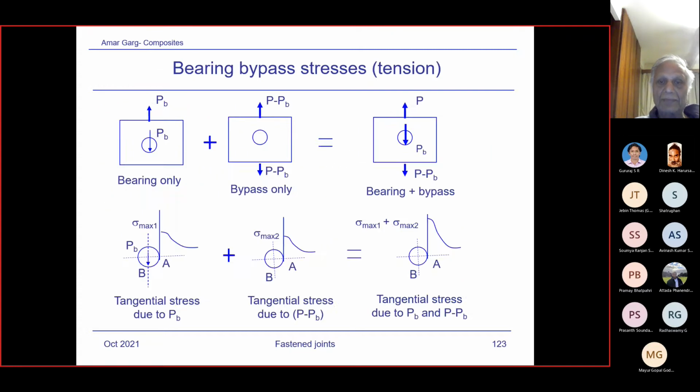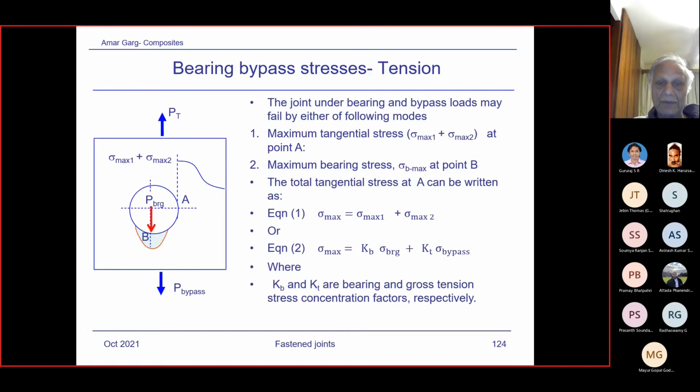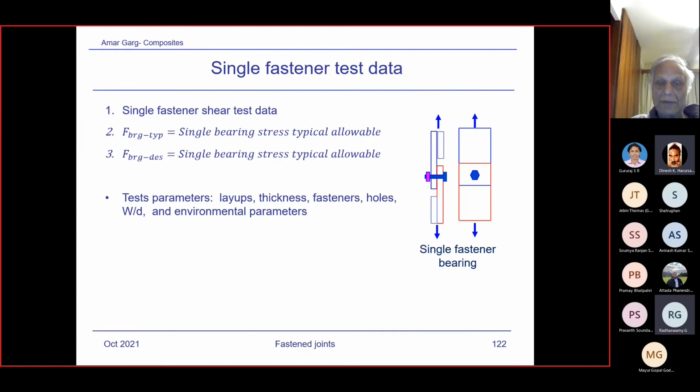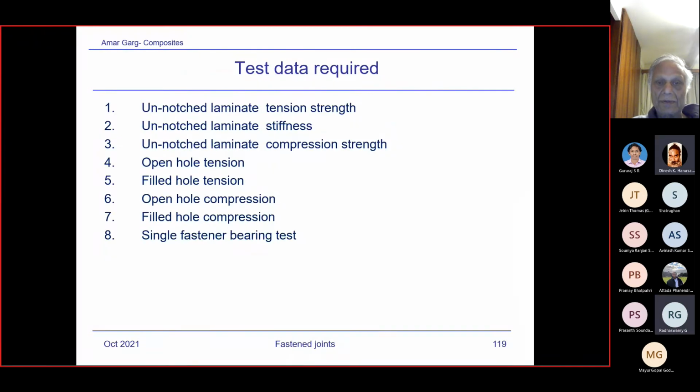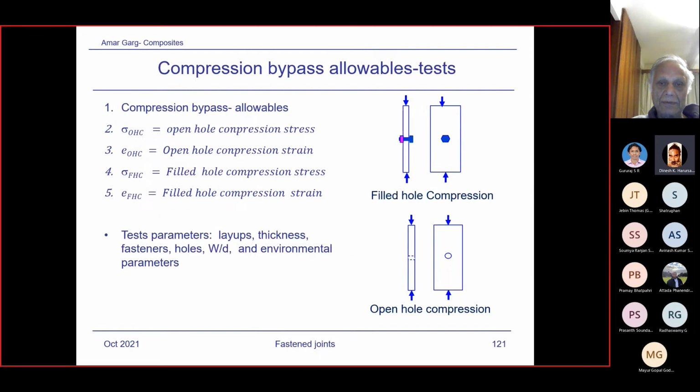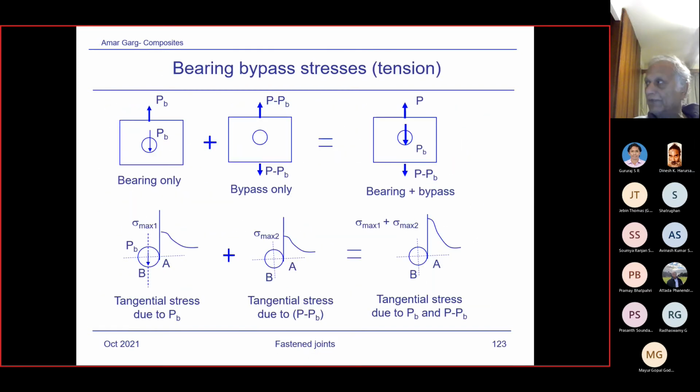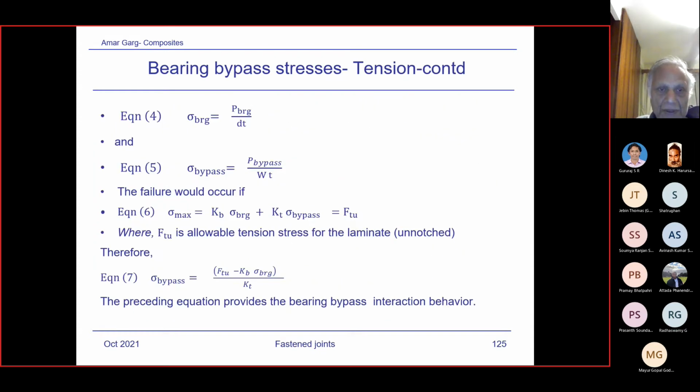I started discussing the bearing bypass interaction. Radhaswamy, did you have a question? No, sir. Okay. In fact, I have added a couple of slides here, but that's just to clarify. I'll send a revised presentation later on.